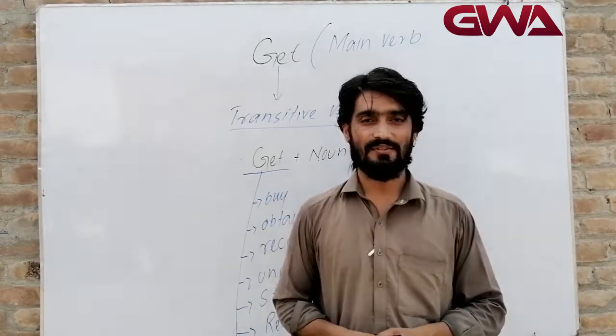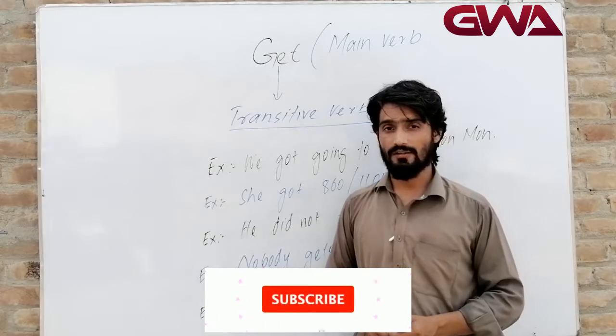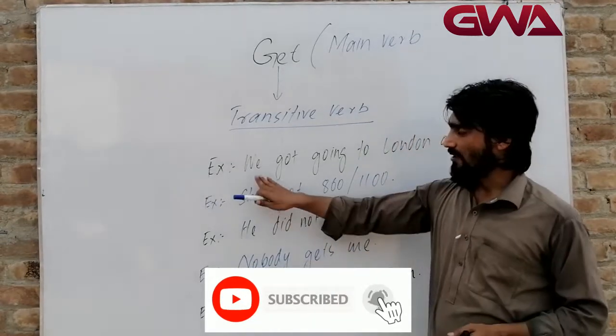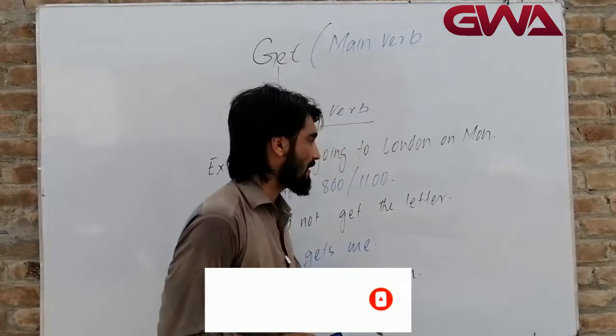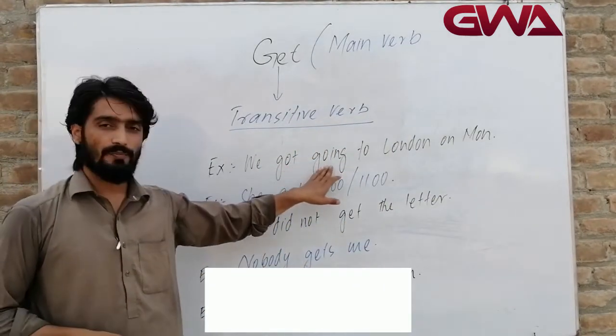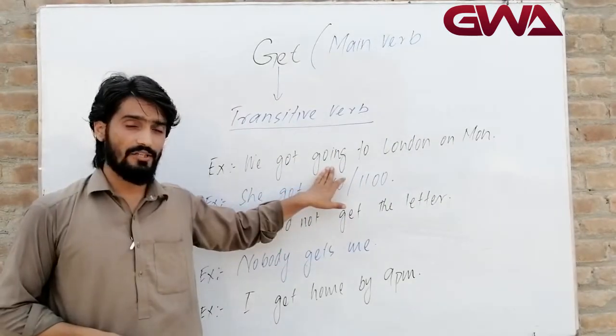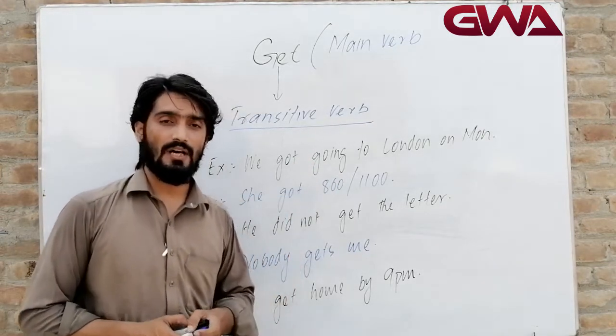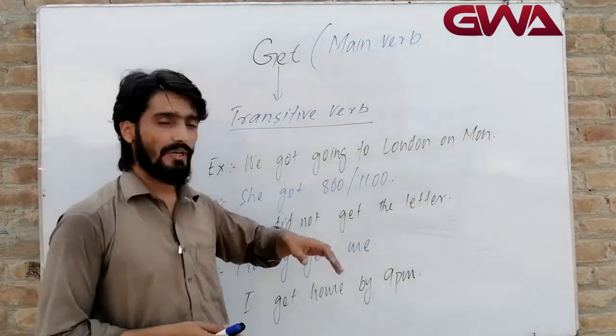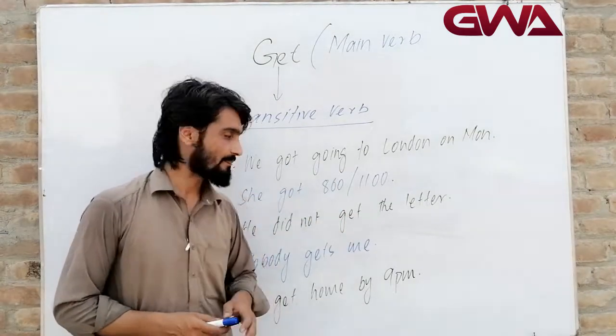Let's have examples. Here are the examples. We got going to London on Monday. Here, got is followed by a gerund, verb ing form. So, here got means to start. We started going to London on Monday.